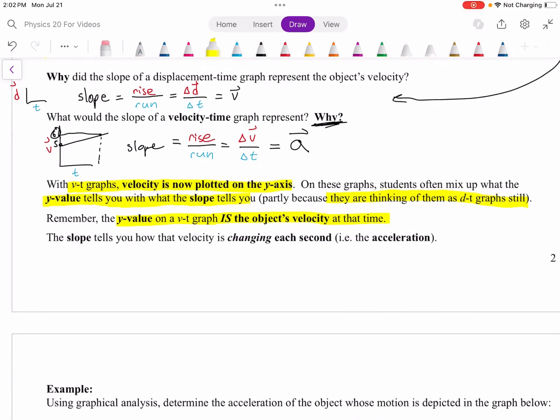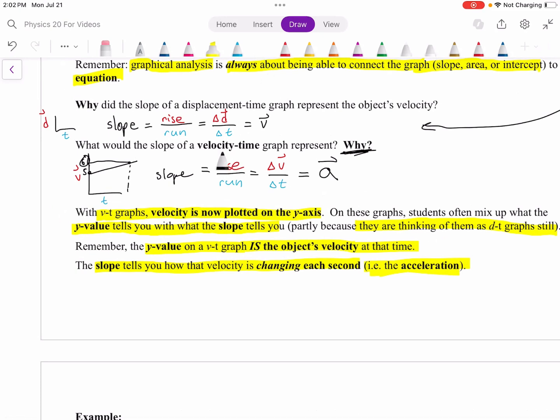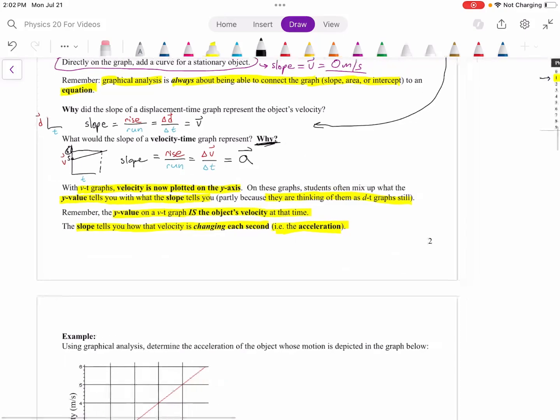Which leads me to the next point here, right? The slope of a VT graph tells you how that velocity is changing each second. Rise over run. Rise would be change in velocity. Run would be change in time, okay? In other words, the acceleration. I can't tell you how many times I've seen students with a velocity time graph who are asked to find the velocity at a certain time and they calculate the slope, right? But now they're calculating the acceleration. They actually did more than they had to. If you're asked to find the velocity with a graph that has velocity on the y-axis, you just need to read the y value at the point you're interested in.